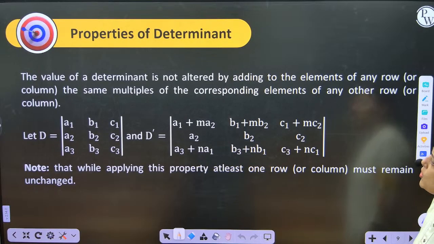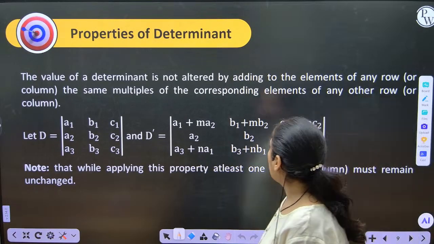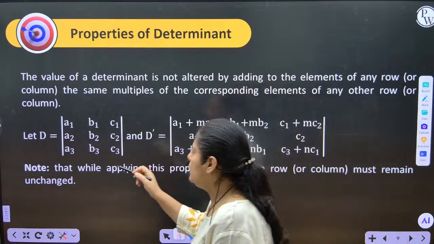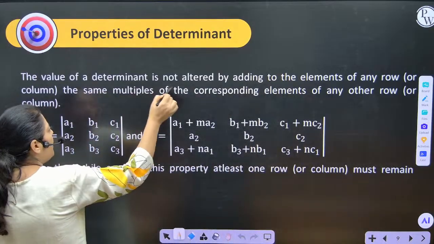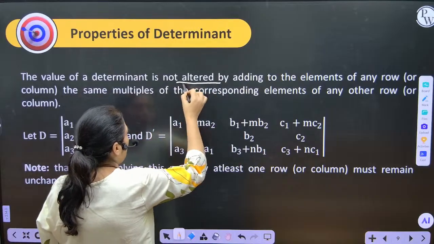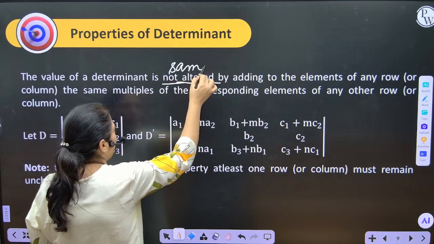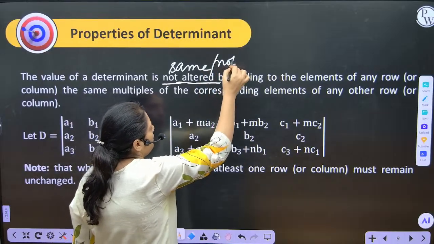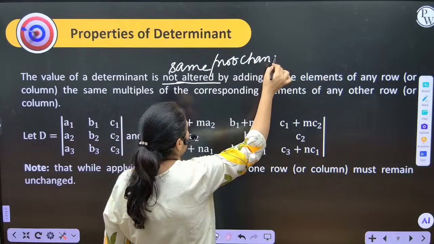The properties of the determinant, one more property I'm telling you. Now see, this is that property only. The value of the determinant is not altered. Not altered means it will remain the same, not changed. Altered means changed.